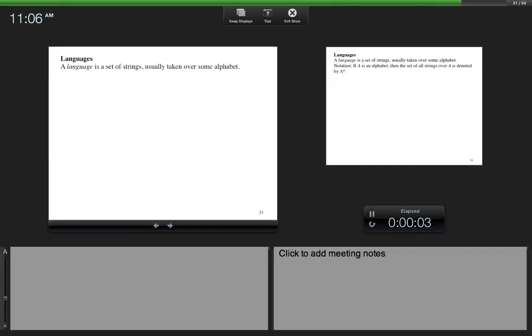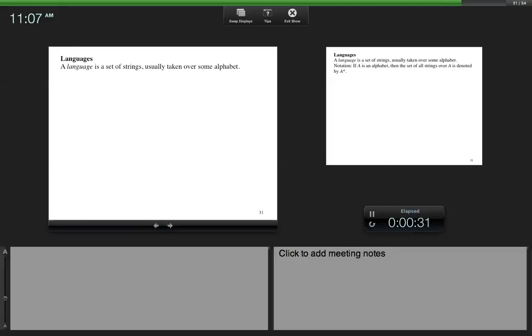Now, languages. We'll discuss languages in more detail later on, but this is a snapshot of what they are. You have an alphabet, and then strings, or words, and with strings or words you can create languages. First you have to know the alphabet.